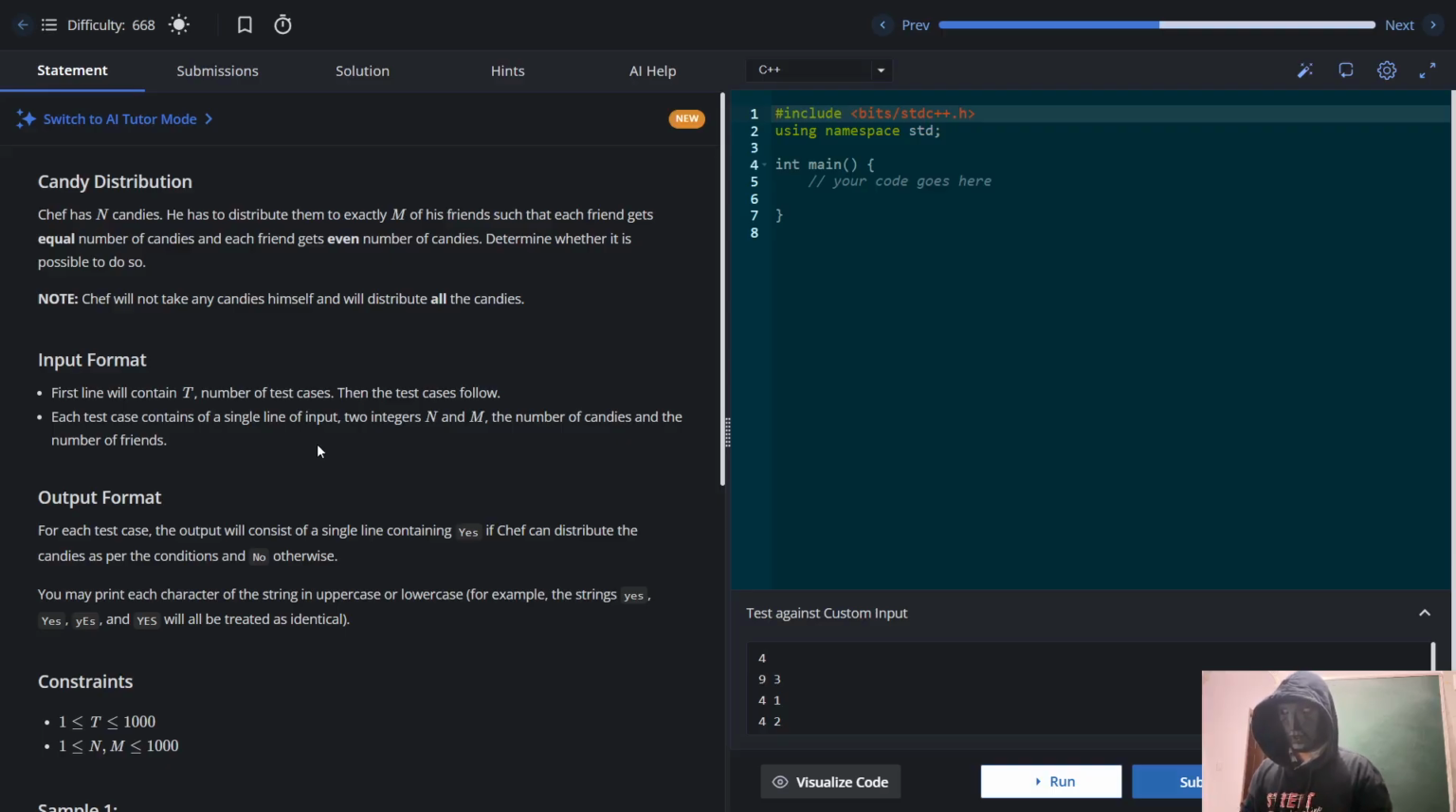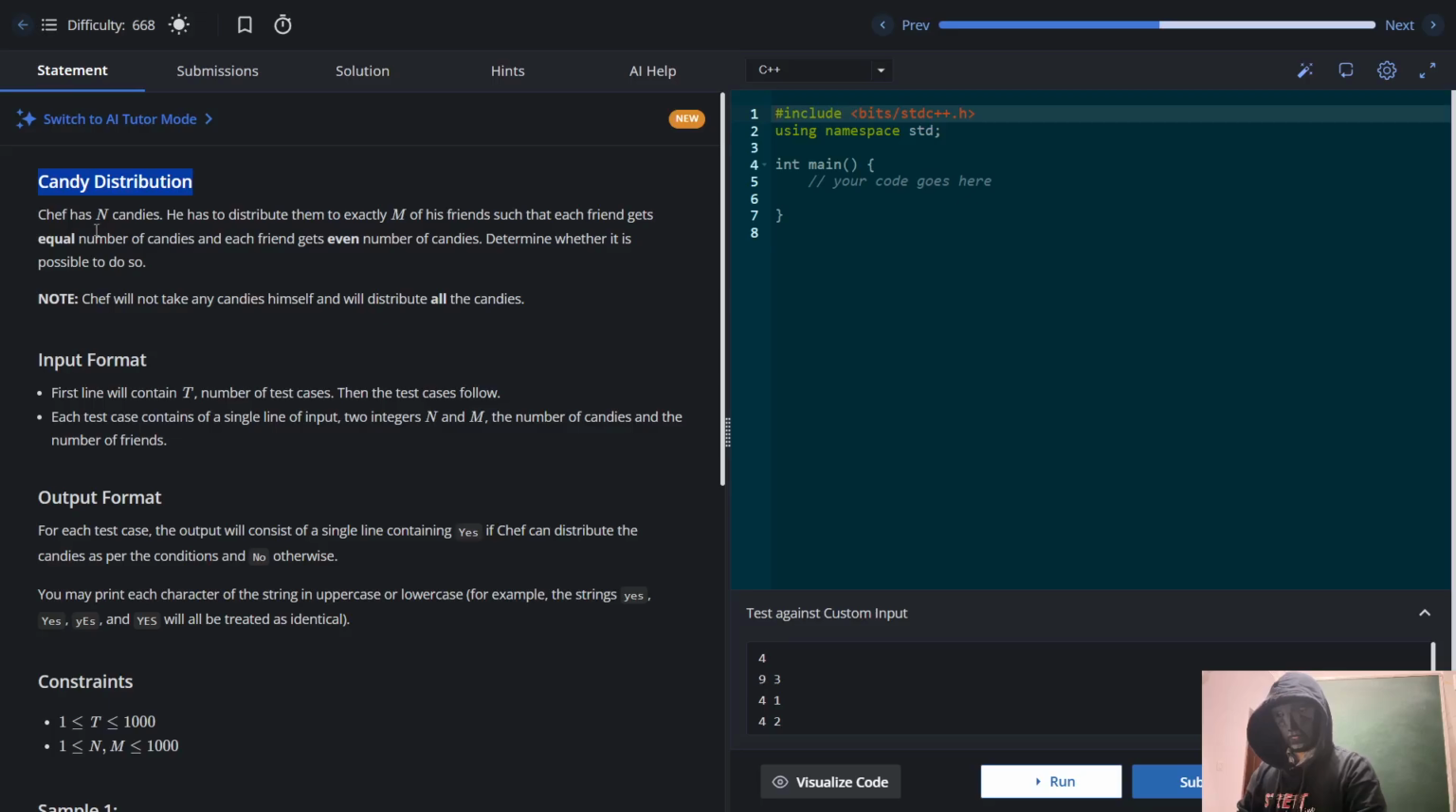In this video I'll be solving the 46th problem, candy distribution. It says chef has n candies. He has to distribute them to exactly m of his friends such that each friend gets an equal number of candies and each friend gets an even number of candies. There are two conditions. Determine whether it is possible to do so. Note: chef will not take any candies himself and will distribute all the candies.